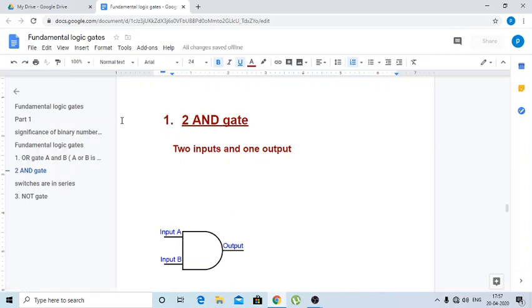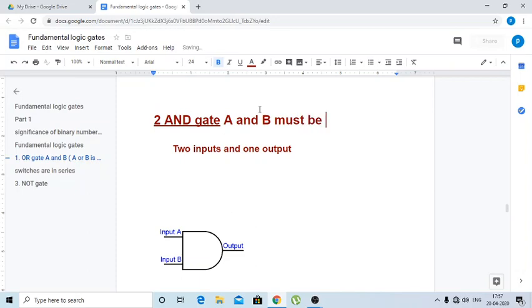here. A and B. So we have two inputs A and B. For getting output high, maximum voltage, A and B must be high. Two inputs and one output. Output is high when A and B must be high, or so they should be on.